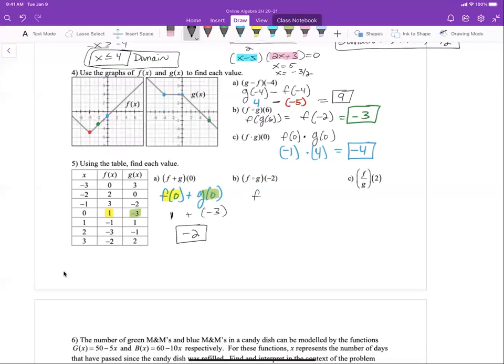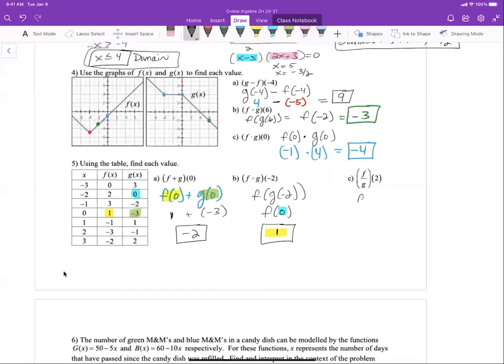Okay, this is written as f of g of -2. So I have to find what the value of g is at -2. The input is -2, g is 0. So now I find f of 0. And so I go look on my graph, f of 0 is 1, which was yellow again, right? So if I have an input of 0, I get an output of 1 for f. And so my answer is 1.